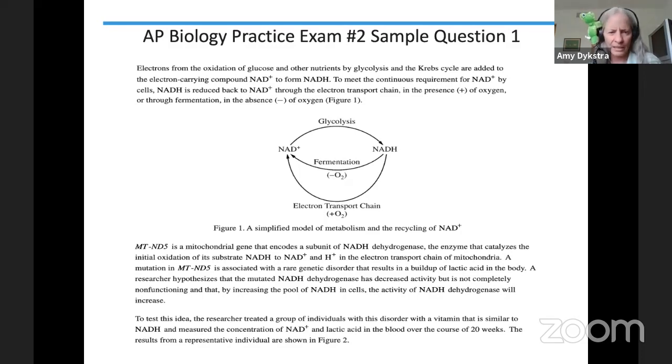To test this idea, the researcher treated a group of individuals with this disorder with a vitamin that is similar to NADH and measured the concentration of NAD+ and lactic acid in the blood over the course of 20 weeks. The results from a representative individual are shown in Figure 2. So let's look at the graph.